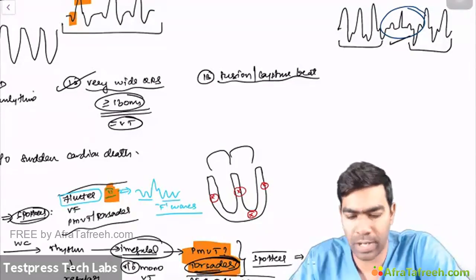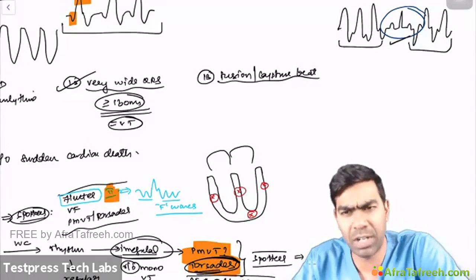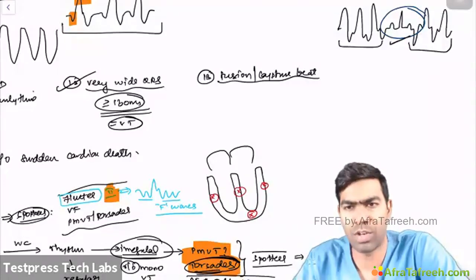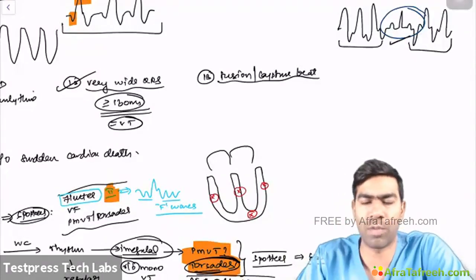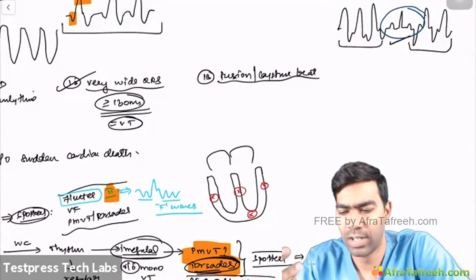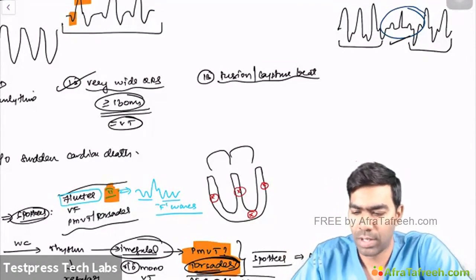I'm not talking about many. If you have different morphologies, then it will become a polymorphic VT. So only one in between, having a little bit of normal morphology or kind of a fusion between normal and abnormal morphology. One or 2 in between is fine. That is going to be a fusion or a capture beat.